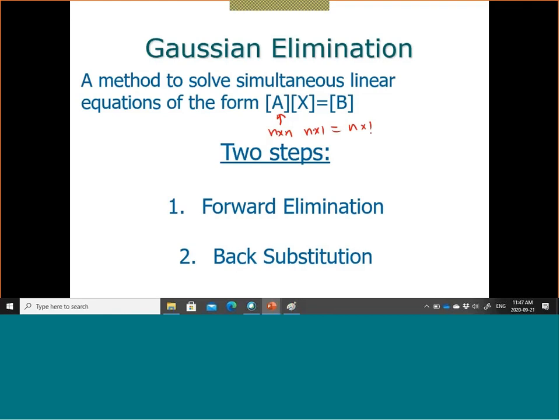The application of Gaussian elimination has two steps. First, I use forward elimination, and then I will use back substitution. So what is forward elimination?